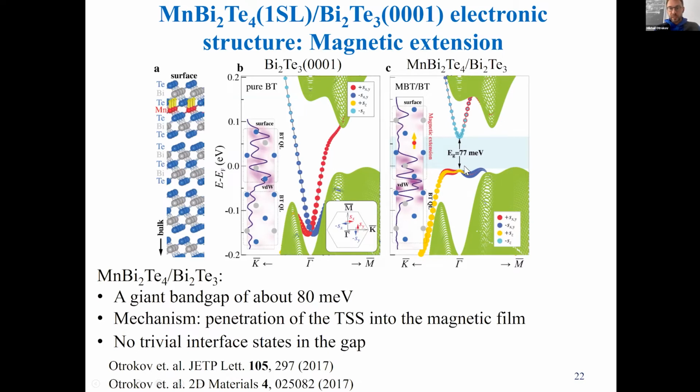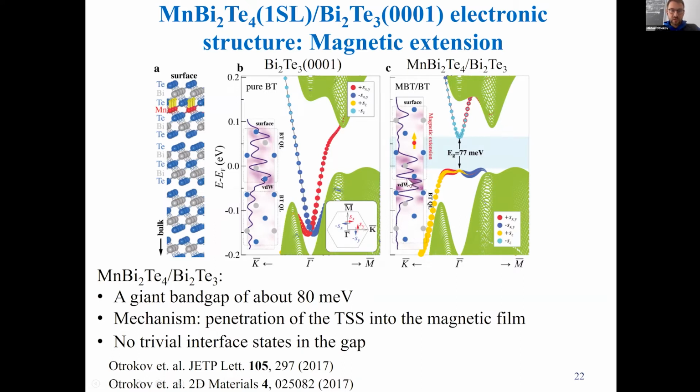The Dirac point splits gigantically, about 80 millielectron volts, and favorably, almost completely, this Dirac point gap resides within the fundamental bulk band gap. So in principle, you can use this for the quantum anomalous Hall effect. At least in theory, it's quite attractive. What is the mechanism of this Dirac point gap splitting? It appears to be the penetration of the topological surface state into the magnetic film, as it is shown here.